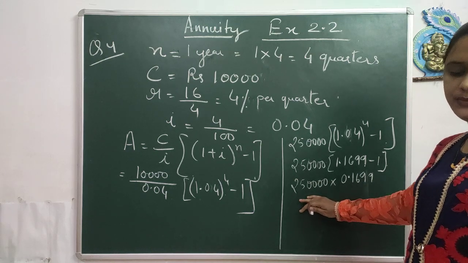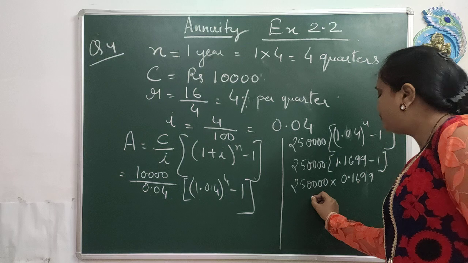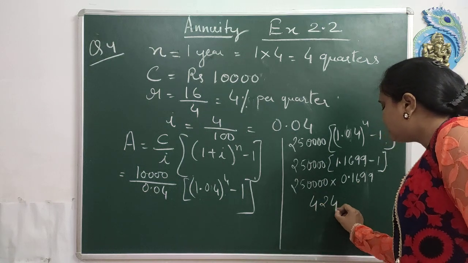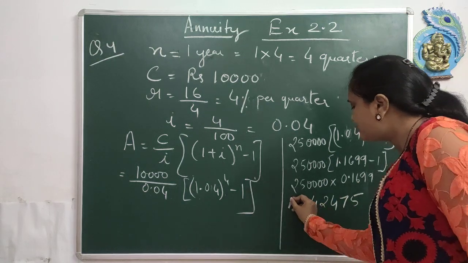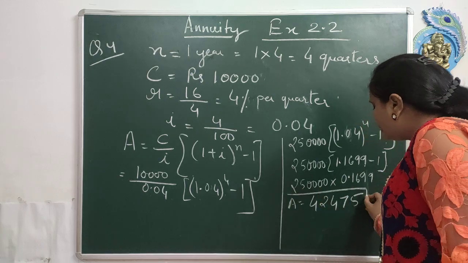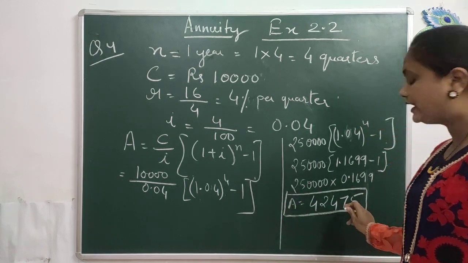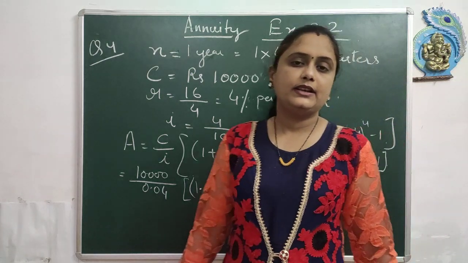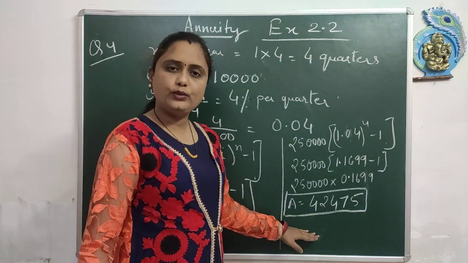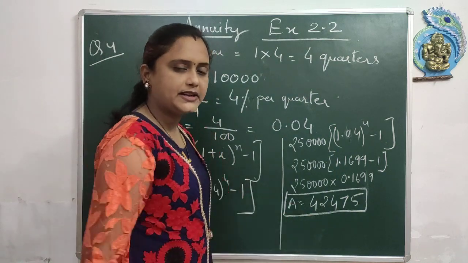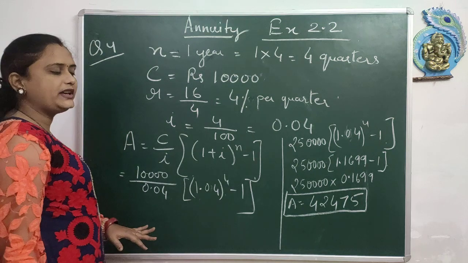Your answer will be 42,475. This is what A is. So this is the accumulated value. Okay, just take a screenshot. Then I am explaining the next question.